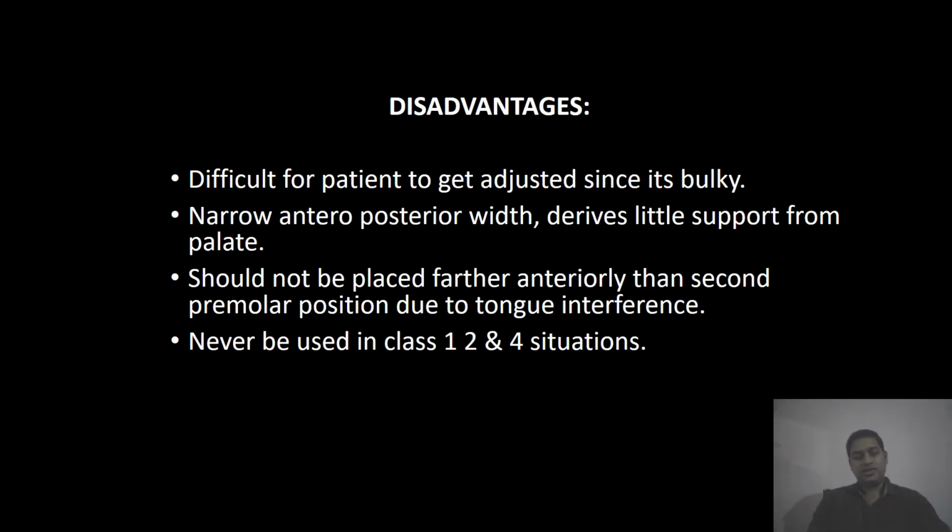The various disadvantages of palatal bar include: since it's bulky, the patient finds it difficult to get adjusted to it. Since the anterior posterior width is less, it derives very little support from the hard palate. It cannot be used where it is placed anterior to the second premolar, because it can interfere with the tongue and with speech. It is also contraindicated in cases of class 1, class 2 and class 4 situations.